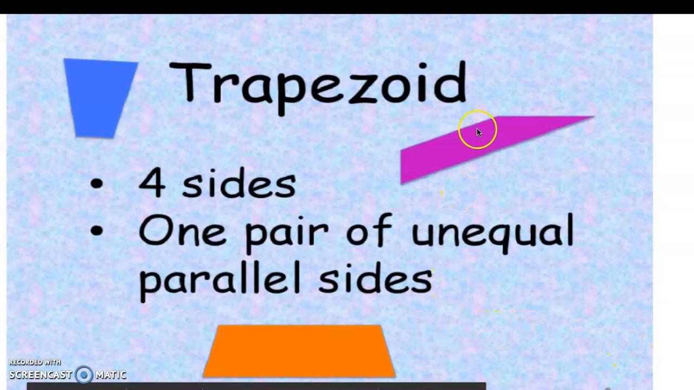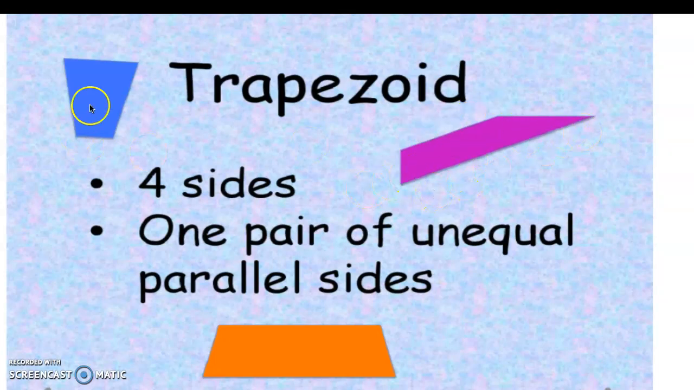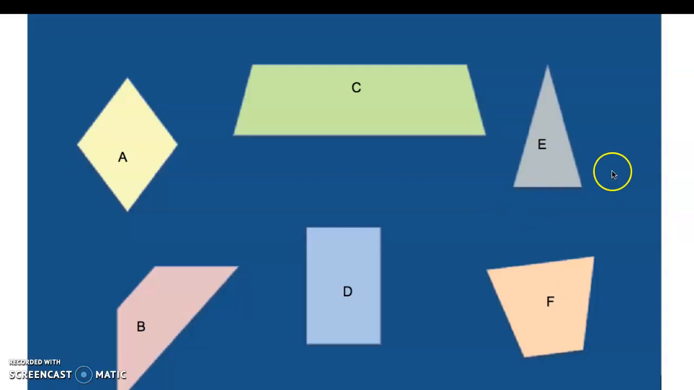Trapezoids have four sides, 1, 2, 3, 4, one pair of unequal parallel sides. So this side and this side are parallel, but they're not equal. This side and this side are parallel, but they're not equal. They're not the same length. And these sides are not parallel, so it only has one pair of unequal parallel sides. Identify all the trapezoids by letter.